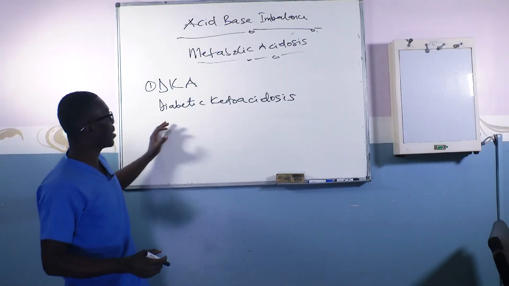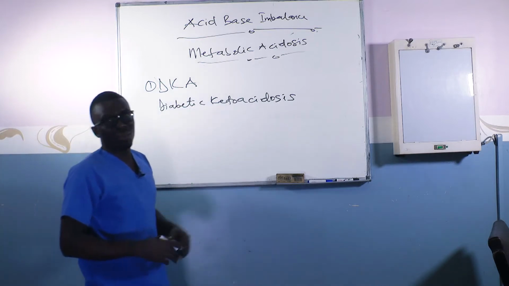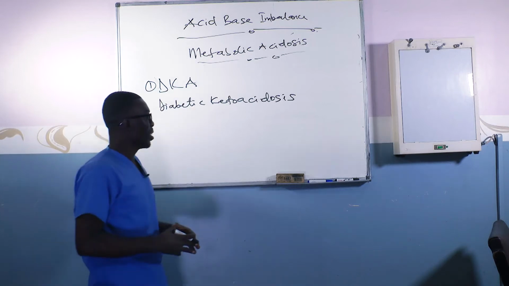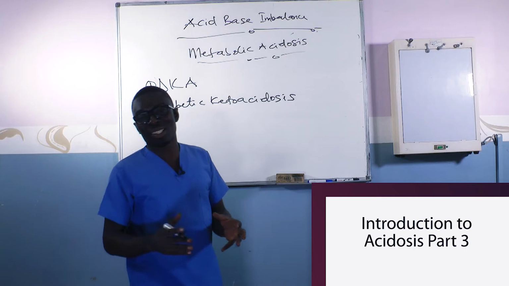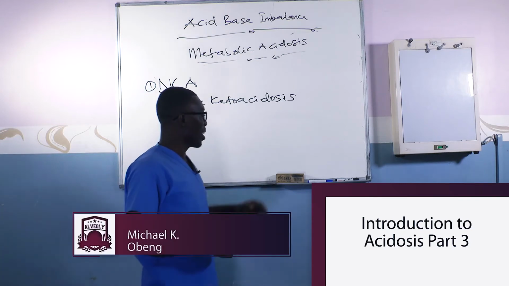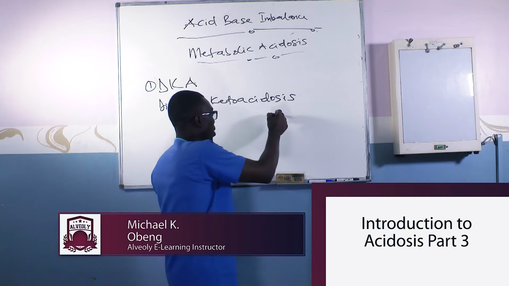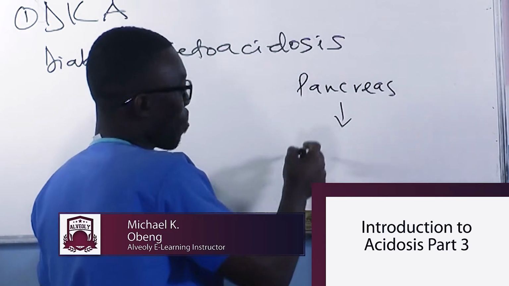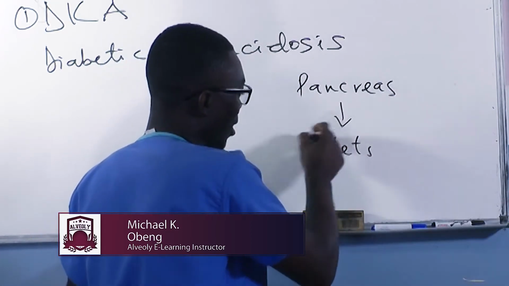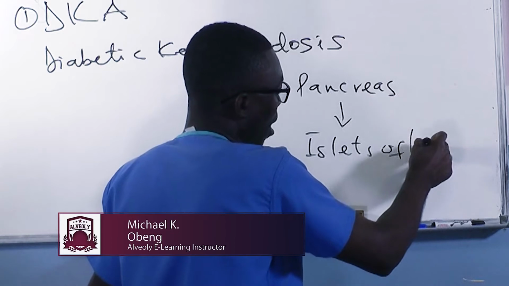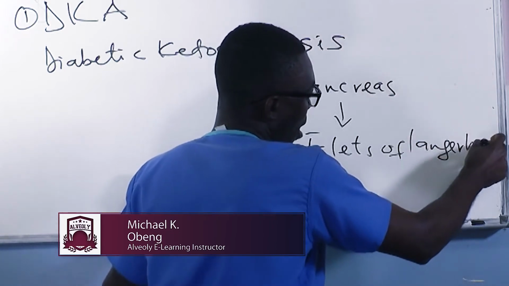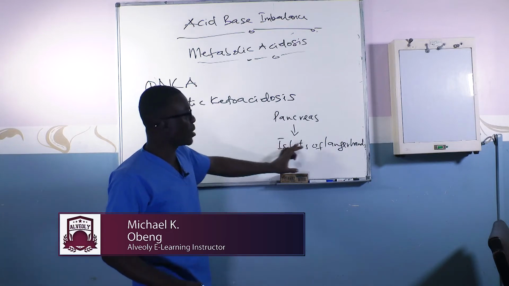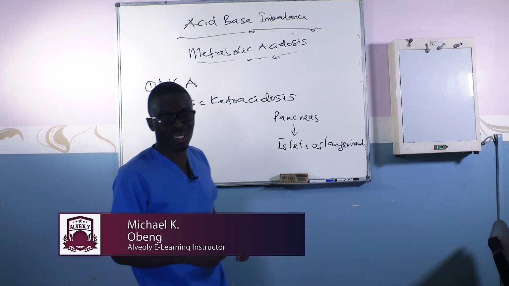So what usually happens in DKA is that we have a condition known as diabetes mellitus. And in diabetes mellitus, the basic thing to understand is that there is an organ in our body known as what? Pancreas. And the pancreas has a portion known as the islet of Langerhans. And this islet of Langerhans contains some parts. We call them alpha cells, beta cells, and delta cells.